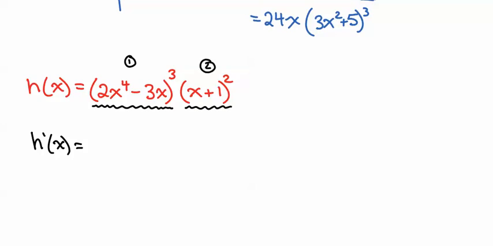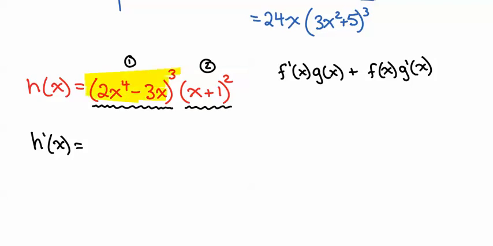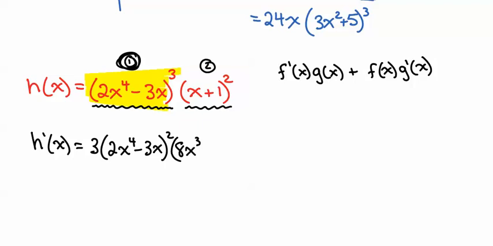So let's remember the product rule: find the derivative of the first function times the second function, then add it to the derivative of the second function times the first function. That's the pattern we're following. So let's find the derivative of function number 1. The derivative of function number 1 contains the chain rule. So we do 3 times 2x to the power of 4 minus 3x, squared. So we just found the derivative of the outer function, times, we're still just finding the derivative of number 1, so we still have to multiply by the derivative of the inner function, which is 8x cubed minus 3.